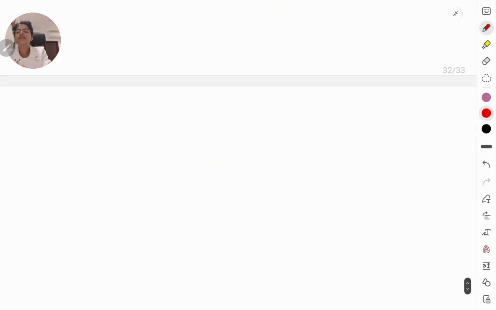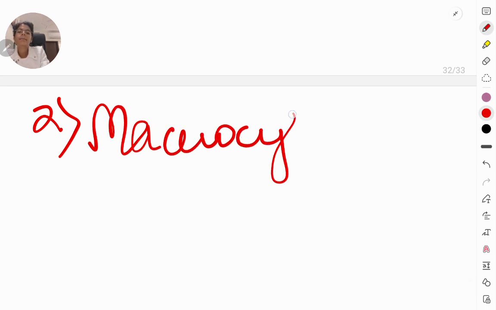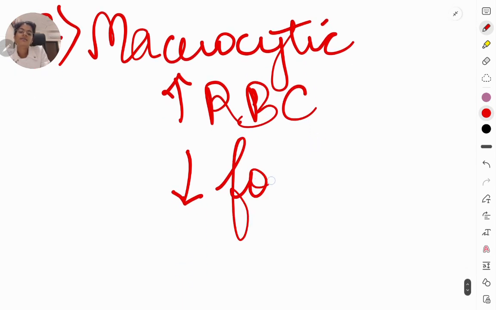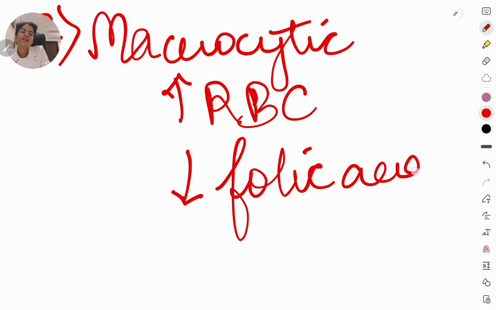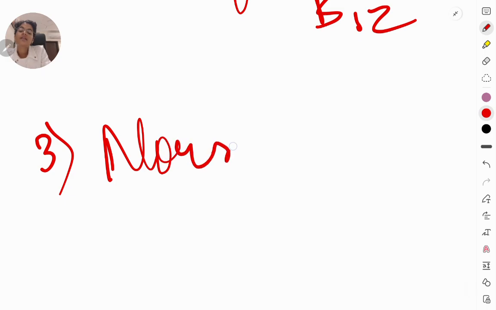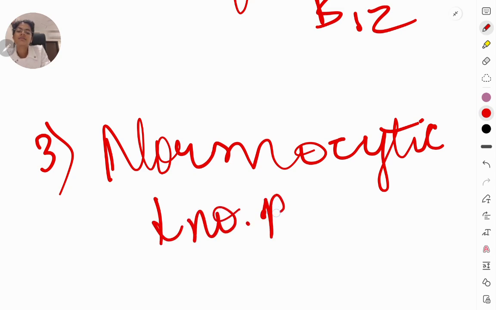Then there is macrocytic, where there is a huge size of RBC and less folic acid and B12. Then there is normocytic, where the size of RBC is alright, but the number of RBC is less.